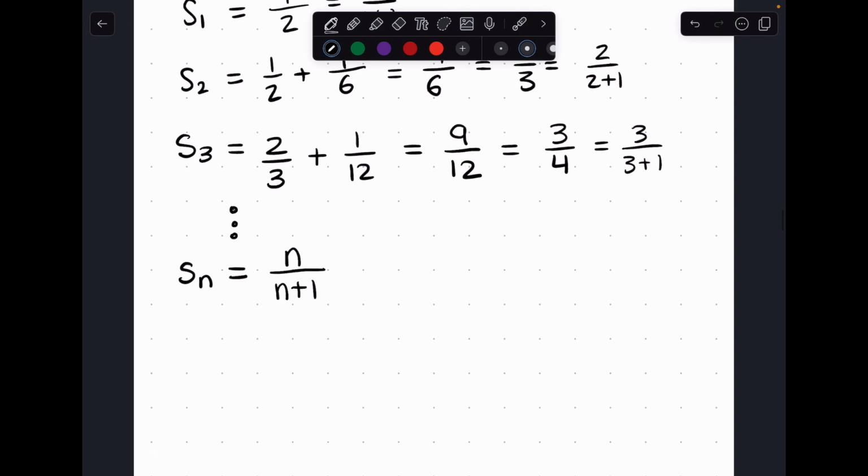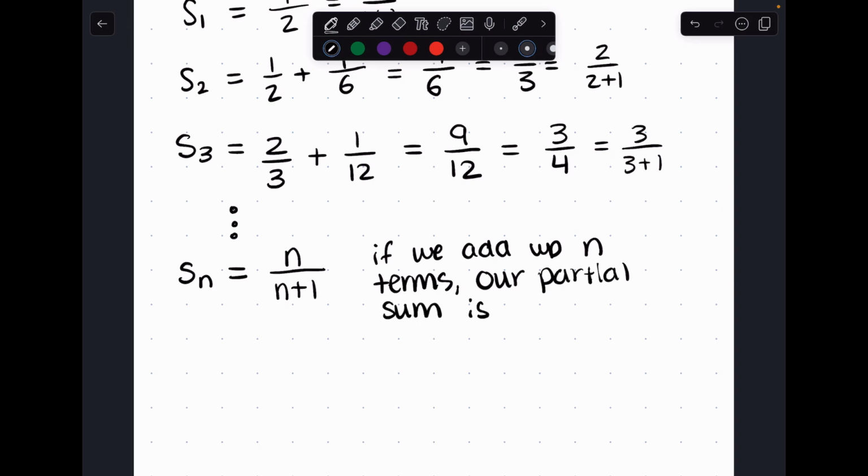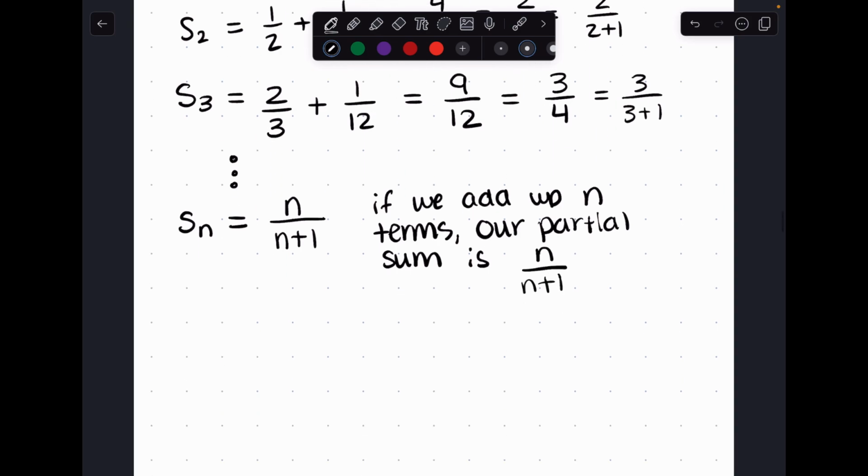And so essentially, if I add up the first n terms, our partial sum is this S sub n, n over n plus 1. Well, when we're looking at our series, I'll use a different index. Let's say k equals 1 to infinity of 1 over k plus 1.